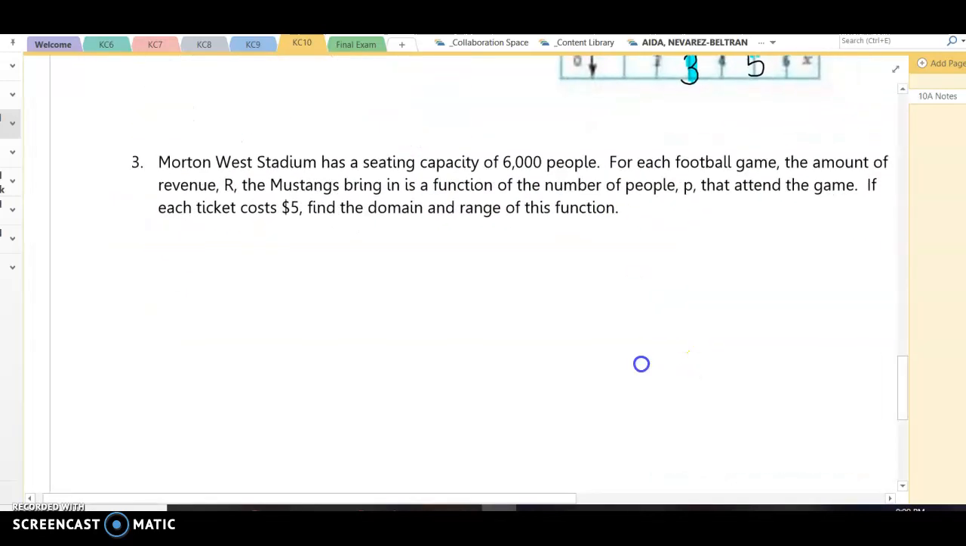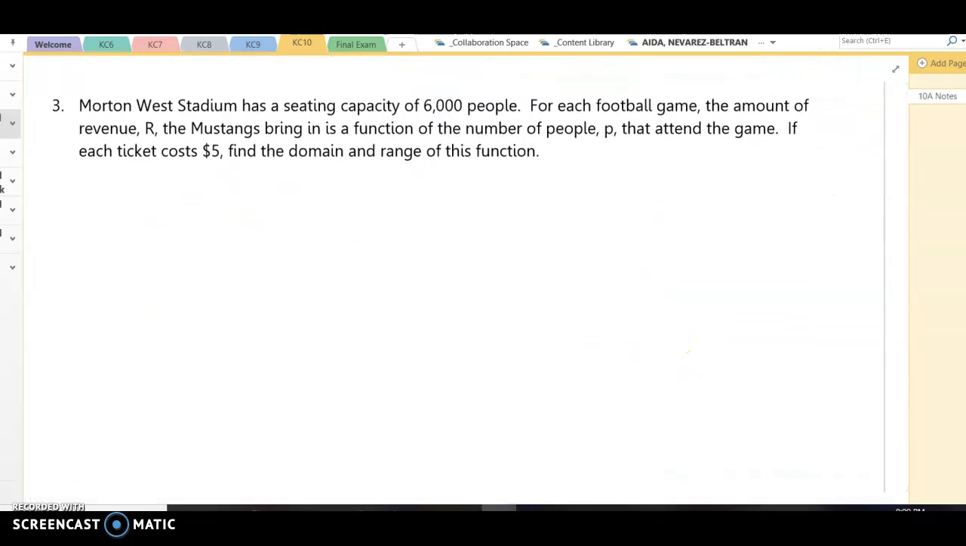All right, next one. It says Morton West Stadium has a seating capacity of 6,000 people. For each football game, the amount of revenue R the Mustangs bring in is a function of the number of people P that attend the game. If each ticket costs $5, find the domain and range of this function. Okay, I know there's a little bit going on here, so let's break it down.